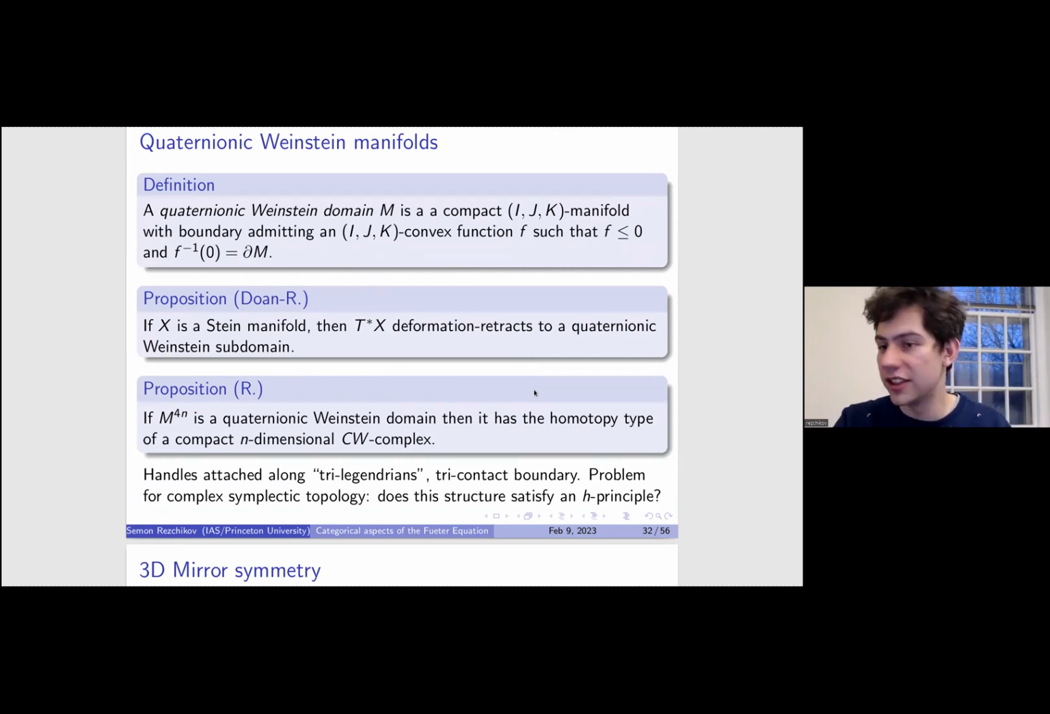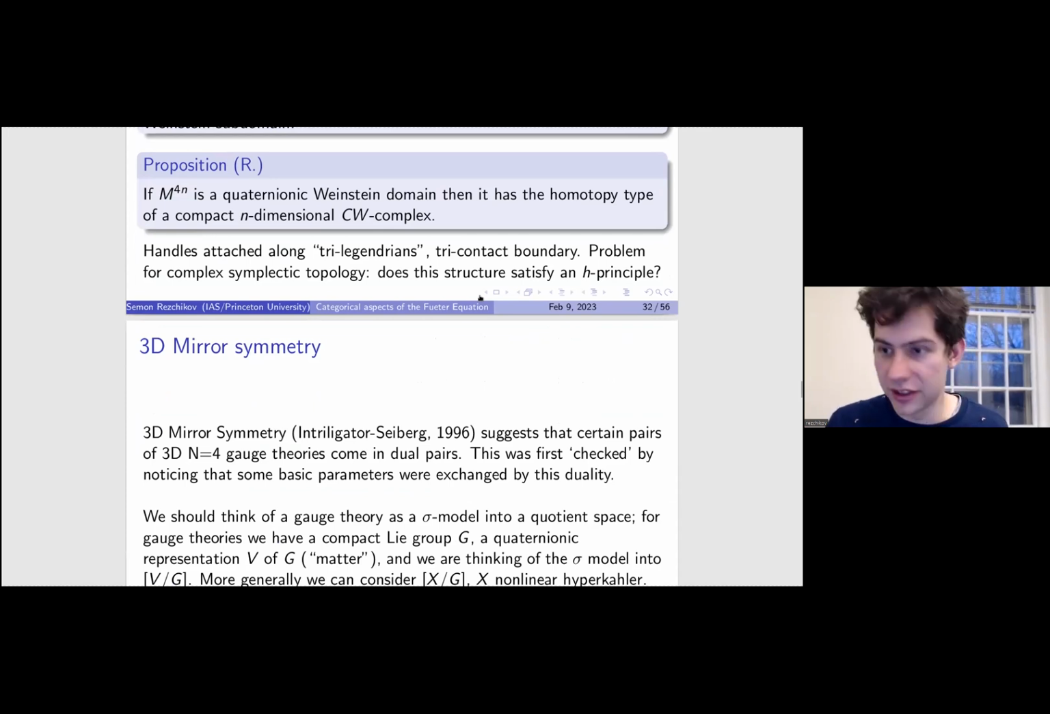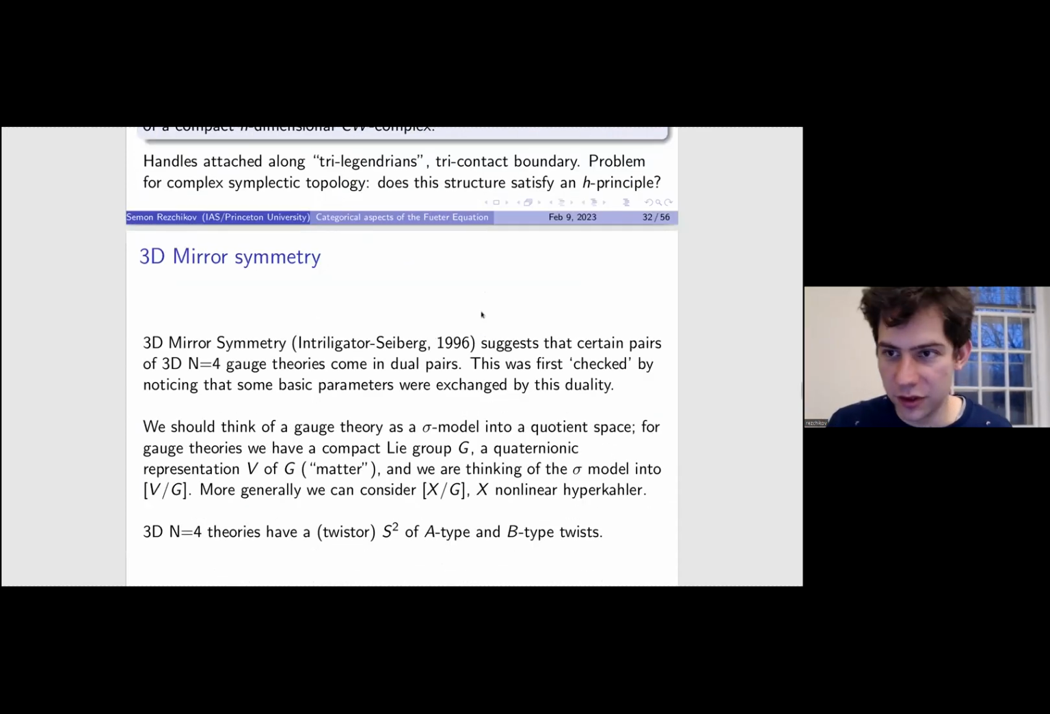I don't know exactly how much invariance this has, or whether these things have h-principles, but at least the point is the cotangent bundles of Stein domains are quaternionic Weinstein domains. And we tried to compute something about this Fueter 2-category of this cotangent bundle of a Stein domain. Okay. So unfortunately, my time is up, right? So I can't really continue.